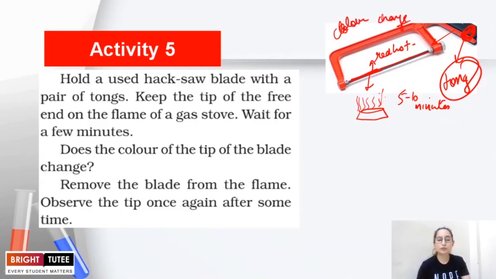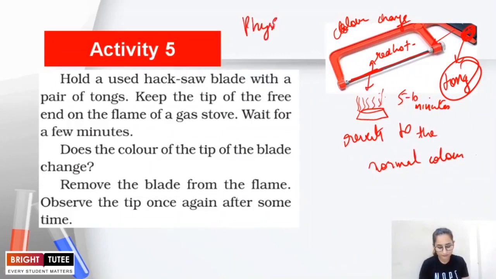Now you have to remove the hacksaw from the flame. You have to make sure that the hacksaw is not present on the flame anymore. So what do you observe? That the color of the hacksaw will change back to the normal color, right? It will obtain the normal color again. It reverts to the normal color when you remove the stove. So what happened? There was only a color change, and this is a physical change.